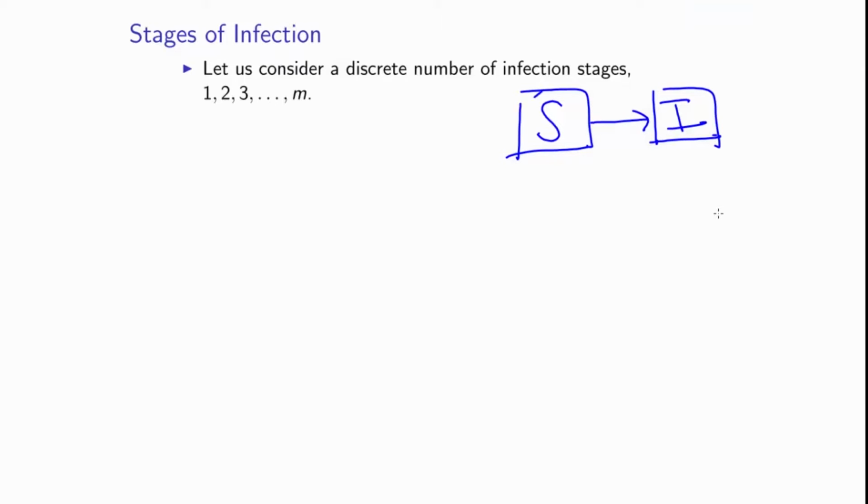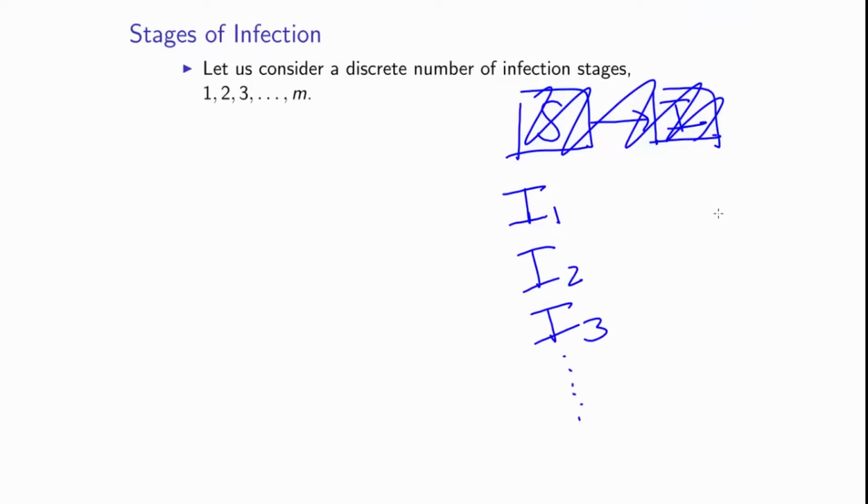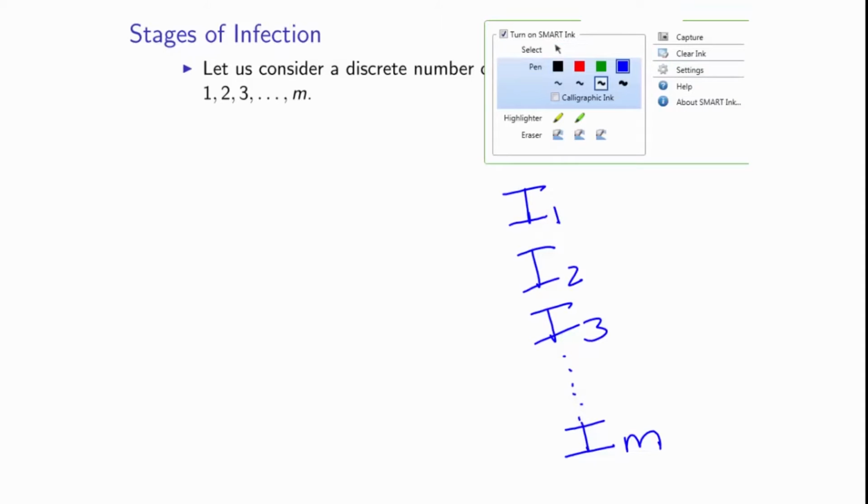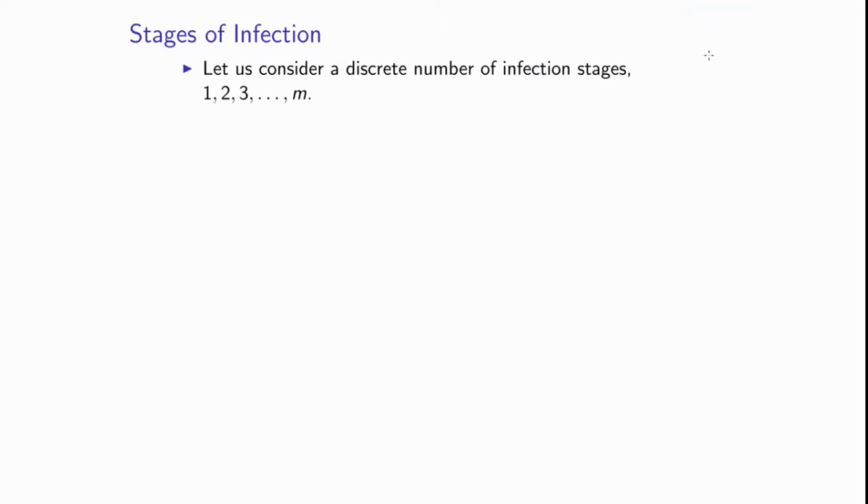So now imagine, this is good for the beginning, but now imagine there are compartments I sub 1, I sub 2, I sub 3, and there are a lot of them all the way through I sub m. Now imagine that we can group individuals that are infected, but we can label the levels of infection in something that I'm calling here infection stages, and then we can label those stages with discrete numbers 1 through m. If you only had 2 of those stages, that's a very common example.